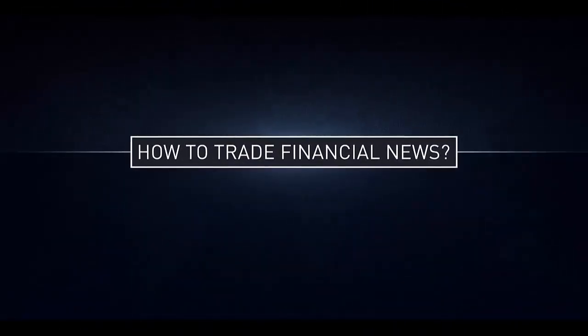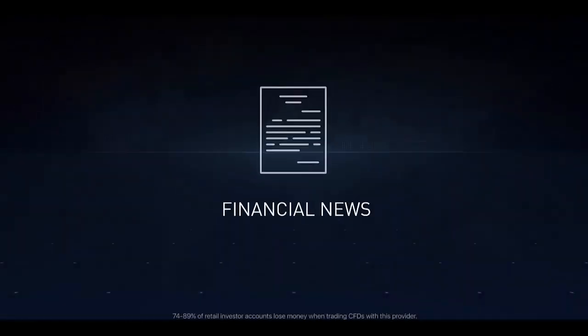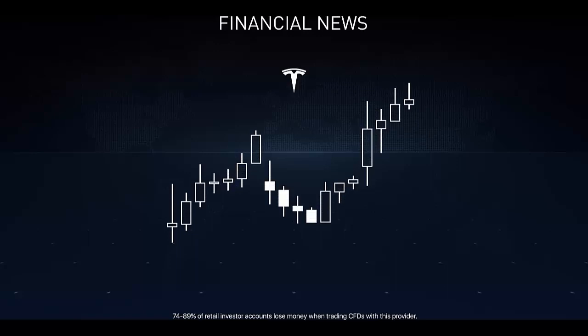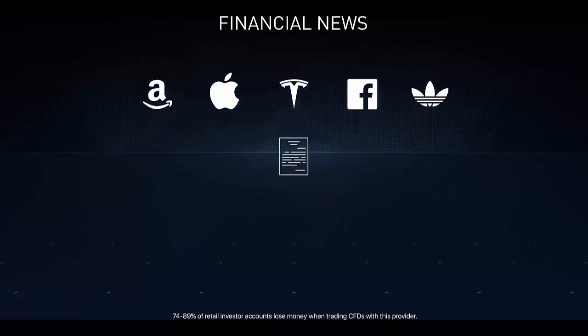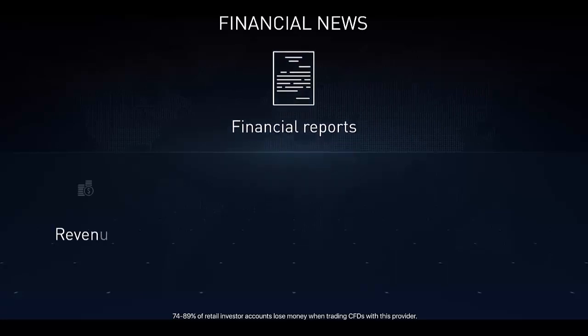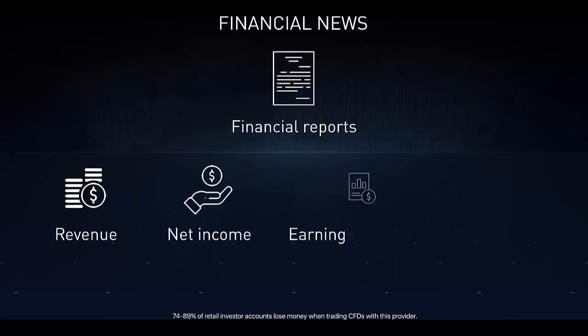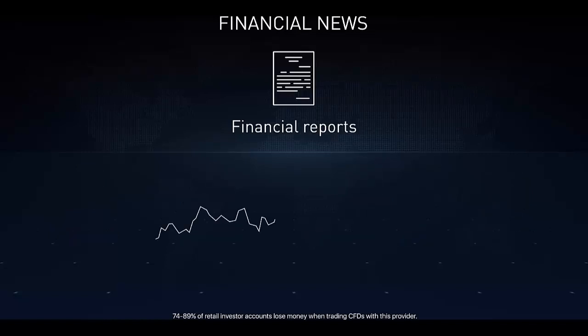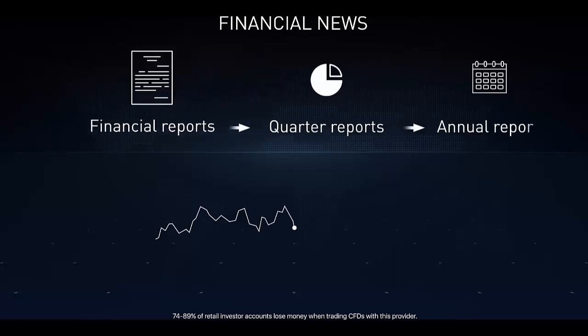How to trade financial news. Financial news is an important factor that influences a market situation. Publicly traded companies are required to publish various financial reports that contain important financial data, such as revenue, net income, earnings per share, cash flows, etc. This information influences a company's stock price a lot. It's important to follow quarterly and annual reports.